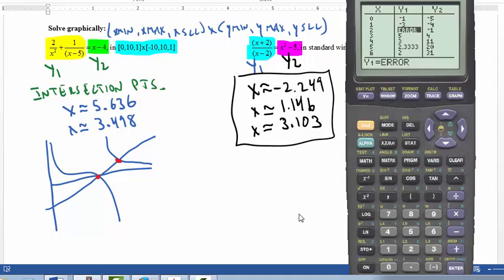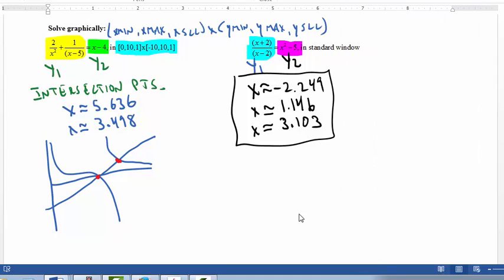All right. But that was the idea. And again, once you get this down, and you should get it down by now because now we're at the third test, once you get this down, it's down for any kind of equation that you're solving graphically. So whenever they say solve graphically, you enter one side as y1, the other side as y2, and then just find all the intersection points, and you're done.